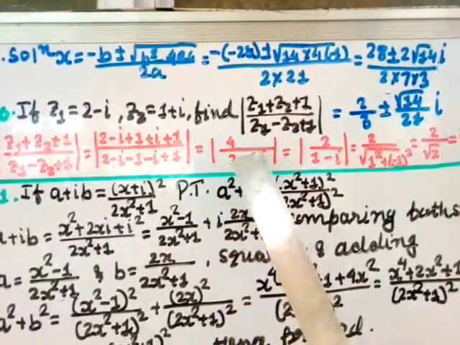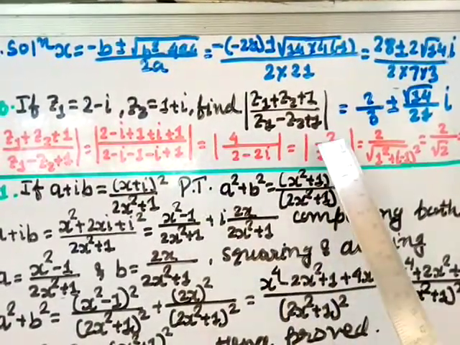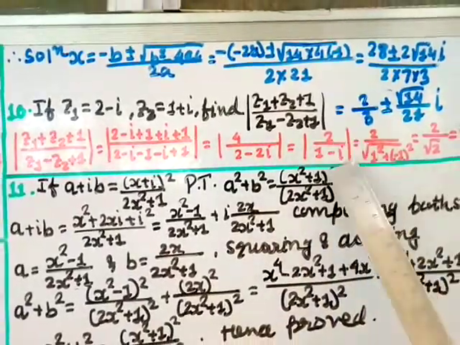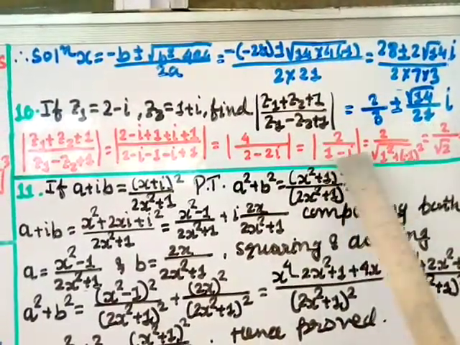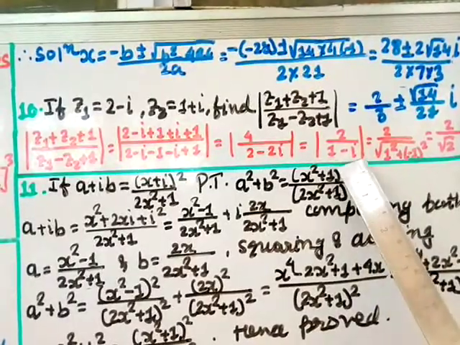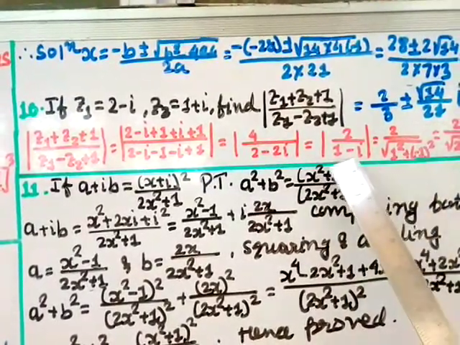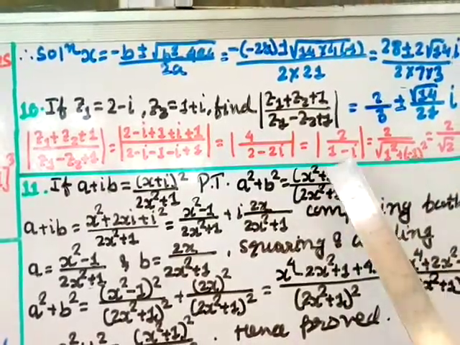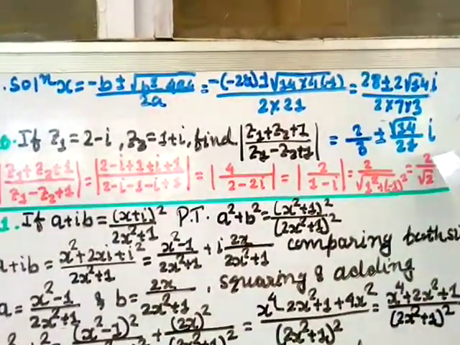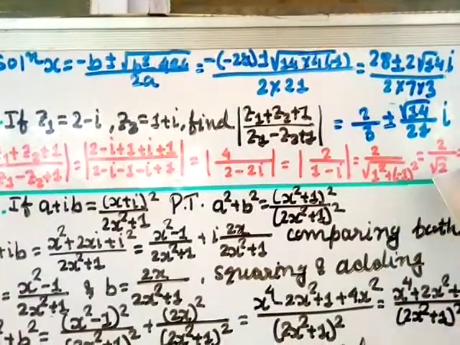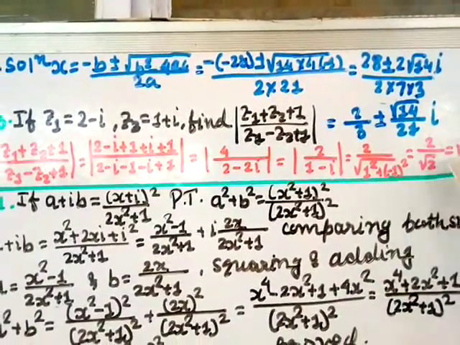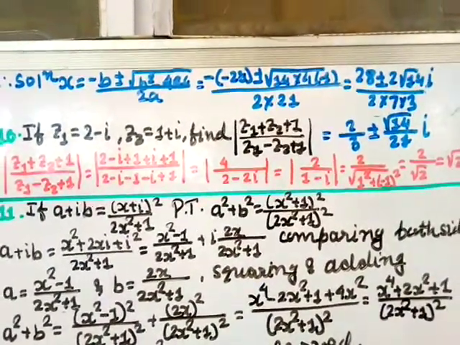Take 2 common and cut 4 with 2, so you get 2 divided by 1 minus i. This is the modulus. The modulus of 2 is 2, but this modulus is given as a square plus b square, whole under the square root, right? So 1 square plus minus 1 square, under the square root. That is the formula for modulus. So here 2, and this also is 1 plus 1 is 2, so root 2. So 2 by root 2 will give you root 2. So that is the solution for question 10.